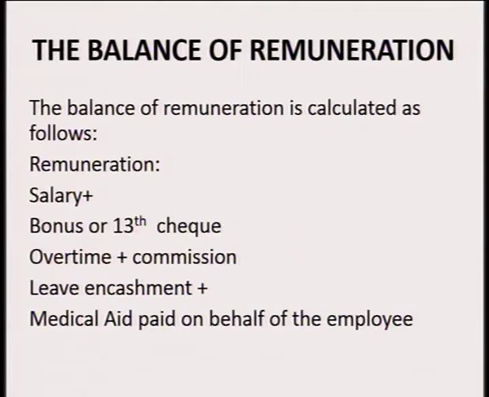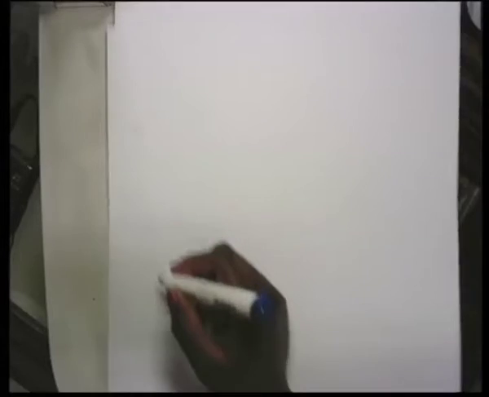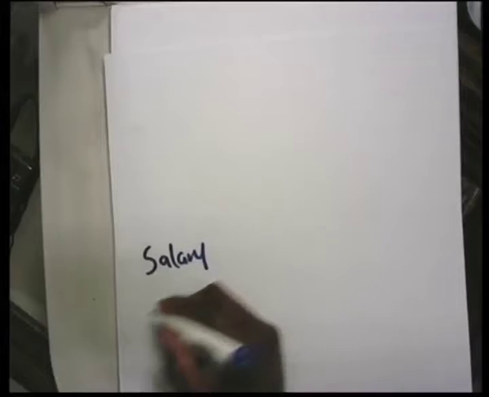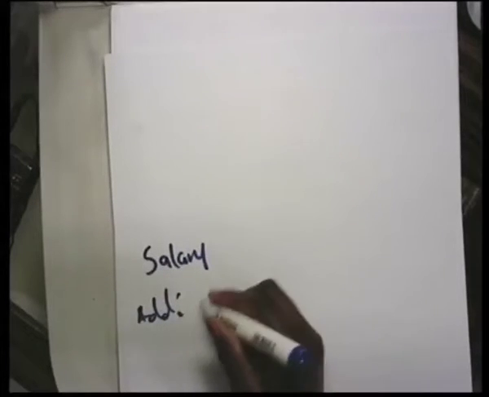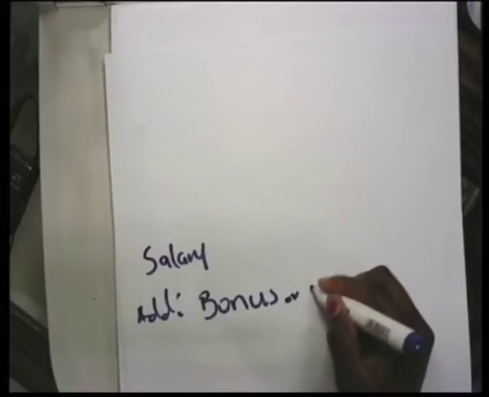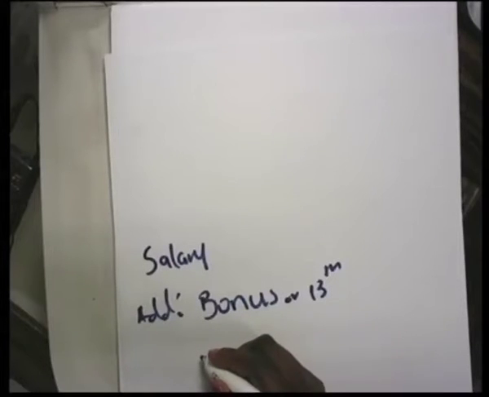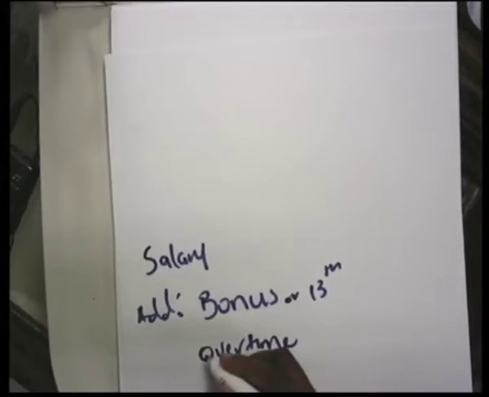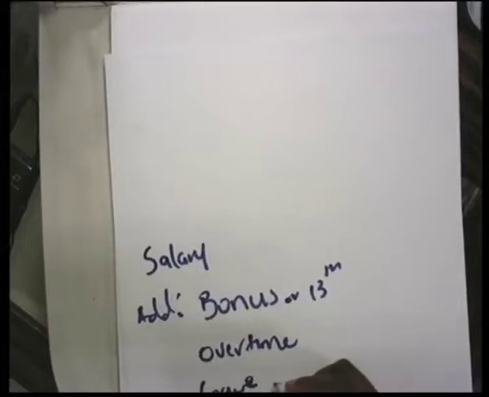The balance of remuneration is calculated as remuneration. Let me say it's salary. Salary is your remuneration. Then you add bonus. Maybe it's your birthday month or your 13th cheque. Then you add overtime, when you work more than normal working hours. Then you add leave encashment. When you're on leave, you get compensated too. That's also part of your salary.